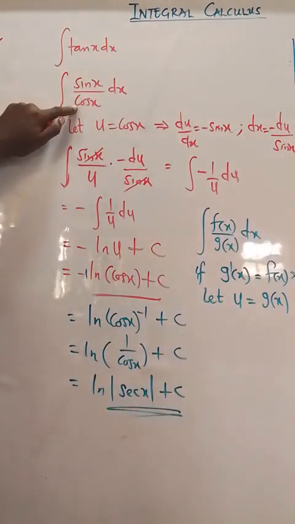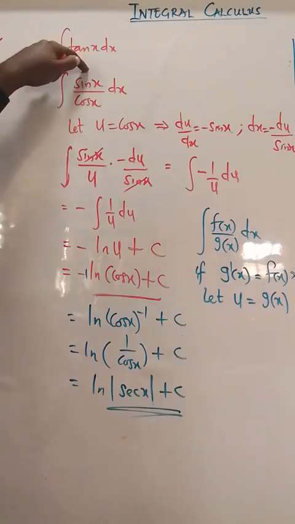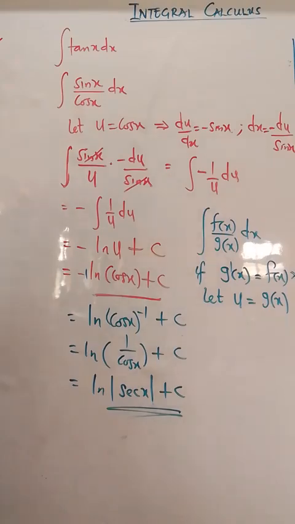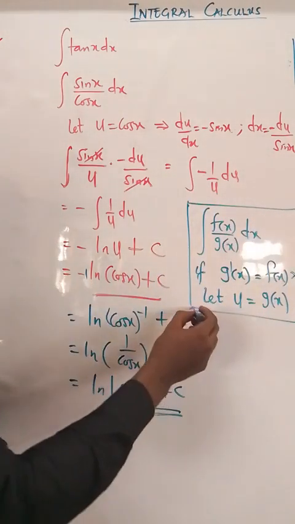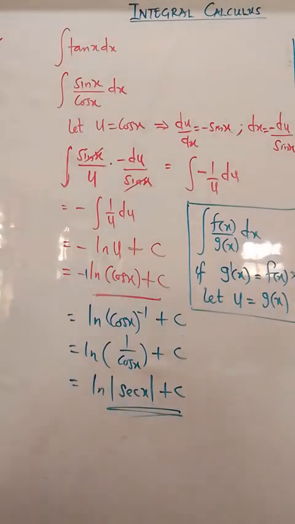We know that if we differentiate cos, we will get sine, although minus sine. So in that case, we can just let this one equal to u. So we can note this down. We'll take more questions on this.